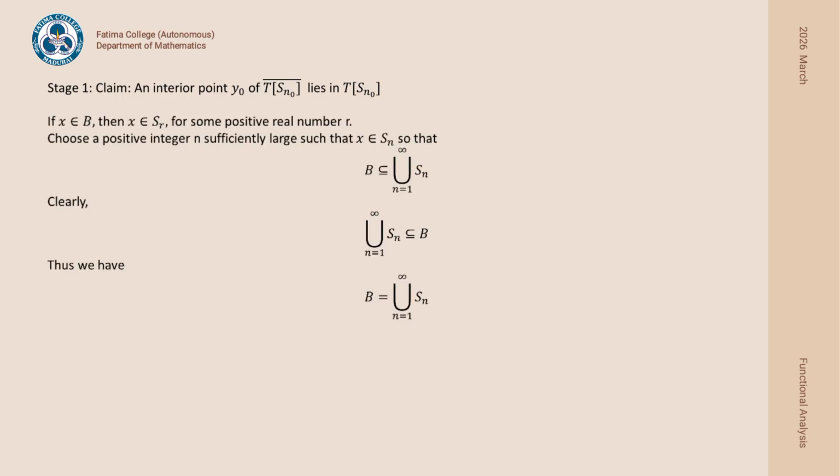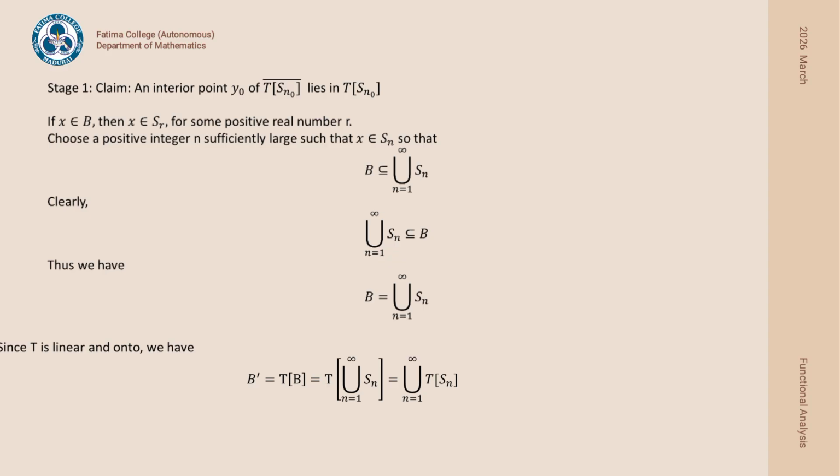By the definition of SR, SR is an open sphere centered at the origin and radius r in B. Therefore, for some positive real number, x belongs to SR. If we choose a sufficiently large positive integer n, then this x belongs to Sn. So x belongs to B implies x belongs to Sn. That is, B is a subset of union n from 1 to infinity Sn, as for some n, x belongs to Sn. Also, by the definition, it is obvious that union n from 1 to infinity Sn is a subset of B. Therefore, we have B is equal to union Sn.